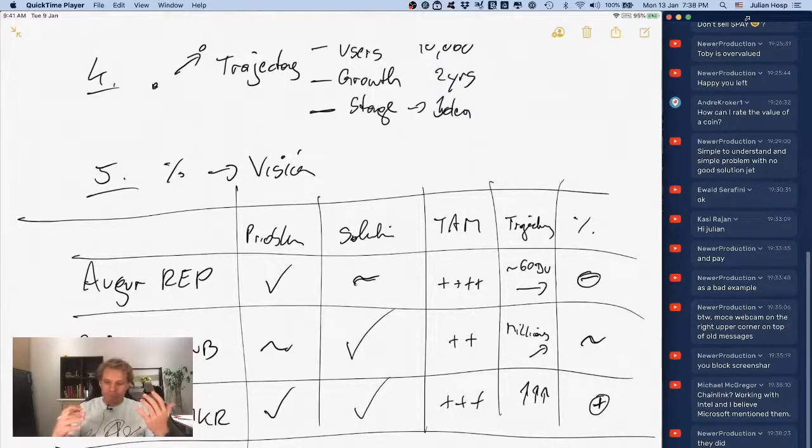So let's look at a company that solves a problem, has an okay solution. There's other really, really good ones. The market potential would be huge, but it has 60 users. And it's very unlikely they will ever get there, right? That's just me. So the question is, how much would you pay for that if it wasn't a blockchain company?